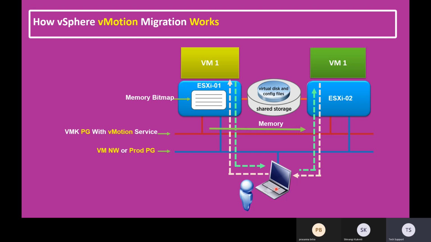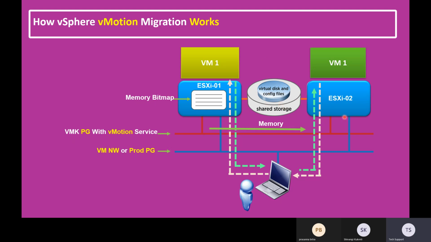Let's say we are connected to our jump host. From the jump host, one of the users is trying to migrate a VM from ESX1 to ESX2. If you want to migrate VM1 from ESX1 to ESX2, we know that one of the main conditions is shared storage. Shared storage contains our virtual machine folder. Inside the virtual machine folder, we have virtual machine disks and configuration files. Config file means .vmx, virtual disk means .vmdk. So we are not changing any shared storage location. We are just moving the VM from ESX1 to ESX2.